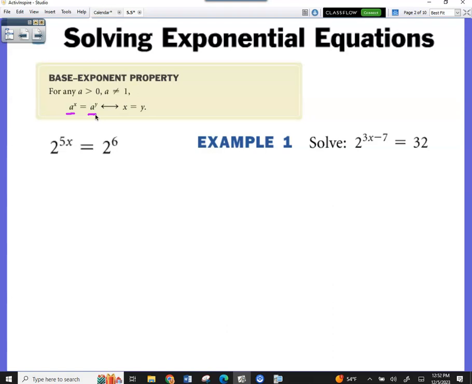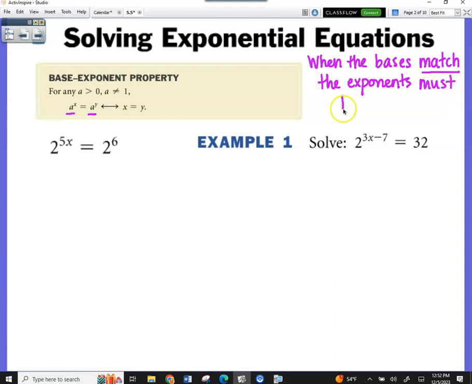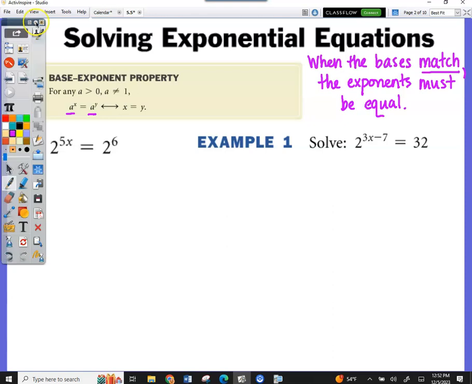So let's make a note. When the bases match, the exponents must be equal. When the bases match, the exponents must be equal. We're going to start very simple on a foundational level, and that would be with this example right here. It's not even labeled as an example because it's too simple.